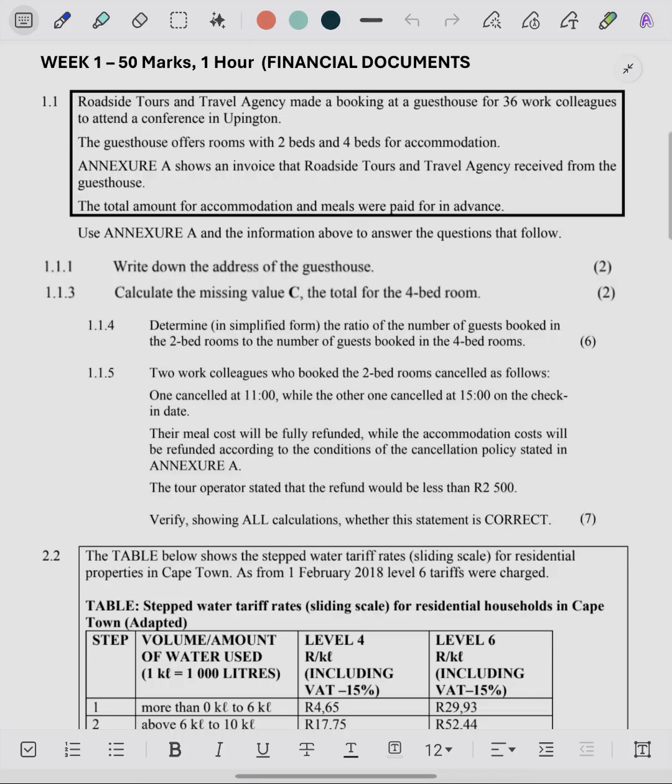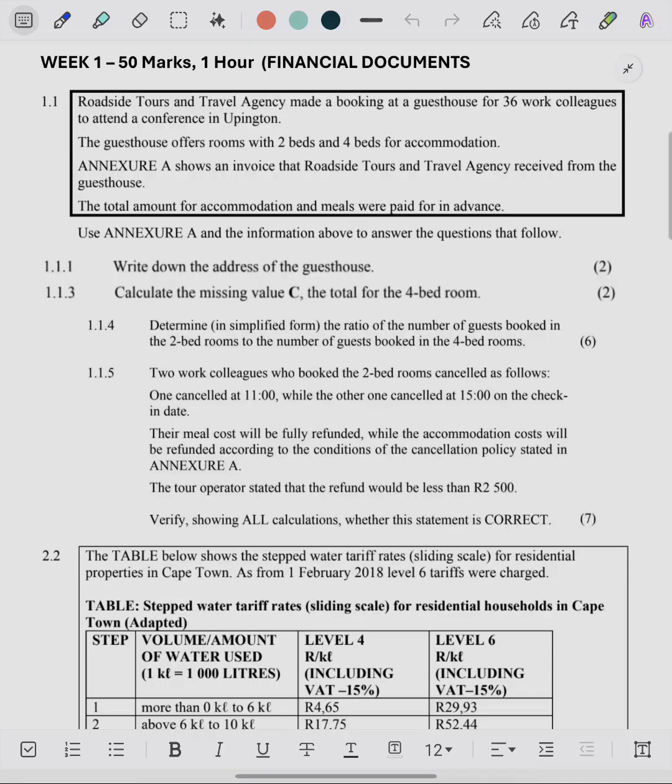And Annexure A shows us that Roadside Tours and Travel Agency receive from the guest house the total amount of accommodation and meals, which they tell us were paid for in advance. And then we've got the annexure provided.